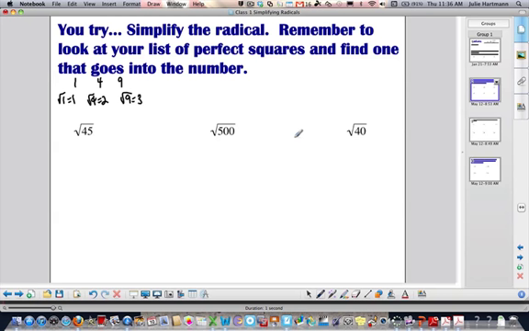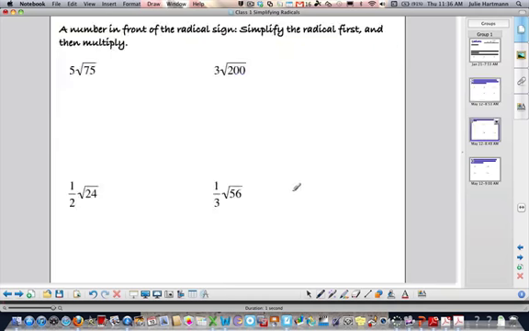Those are to try. And when you come to class, next class, we will go over them. Okay? I'm going to move on. So write them down, rewind, pause, next slide. Here we go.